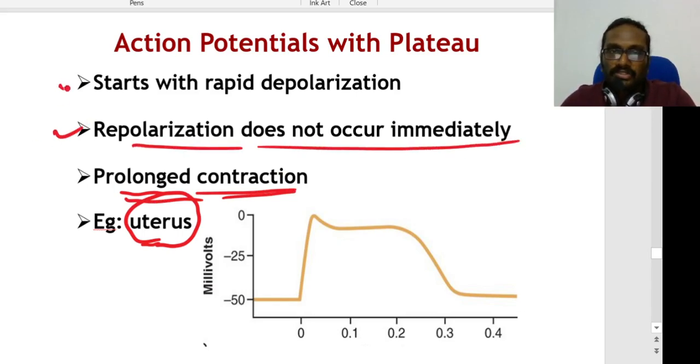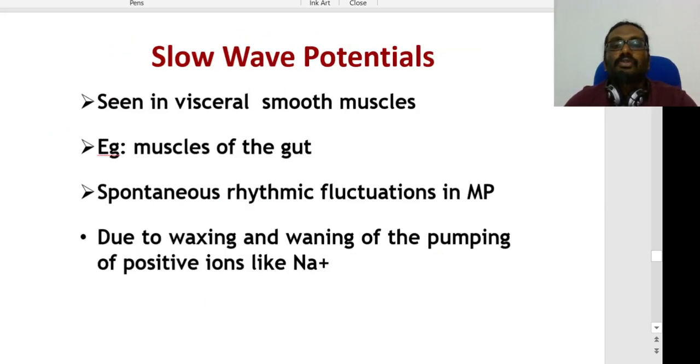Why am I not stressing on this? We have already learned the potential changes that occur in a plateau phase. All the electrical events we have already learned in cardiac muscle. The same electrical events will occur in a plateau potential smooth muscle also, for example in the uterus. So that was your second type. And then we have the slow wave potentials, the third one being the slow wave potentials.